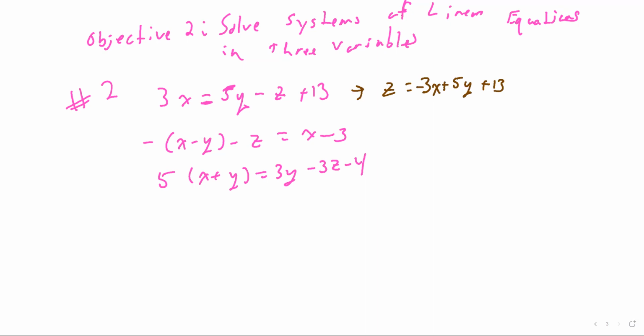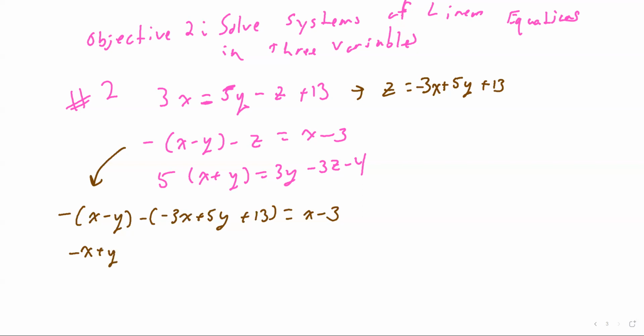What was step 2? Which one do you want me to plug it into? I would say the second. I've now learned from my last time. So negative x minus y minus negative 3x plus 5y plus 13 equals x minus 3. And then just distribute. So this would be negative x plus y plus 3x minus 5y minus 13 equals x minus 3, correct?